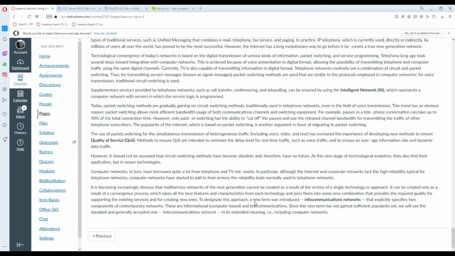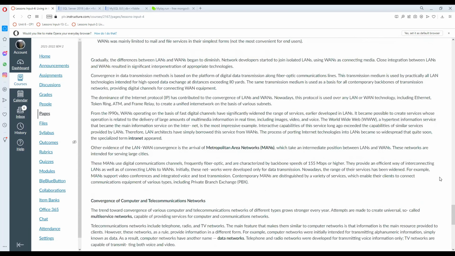To designate this approach, the term infocommunication networks was introduced, which explicitly specifies two components of contemporary networks: computer-based and telecommunications. Since this new term has not gained sufficient popularity yet, we will use the standard and generally accepted term telecommunications network in its extended meaning, including computer networks.